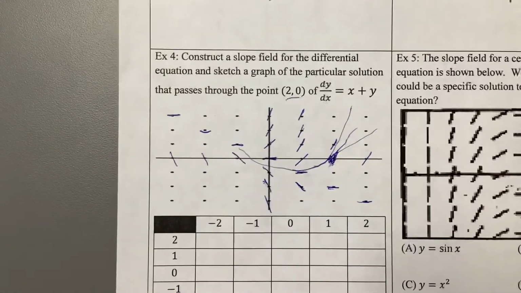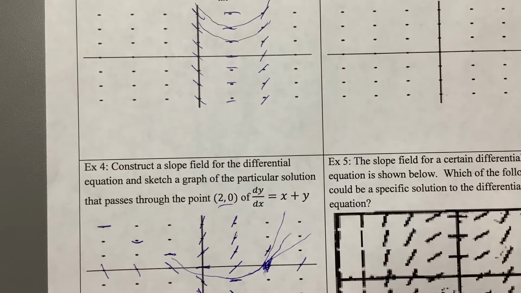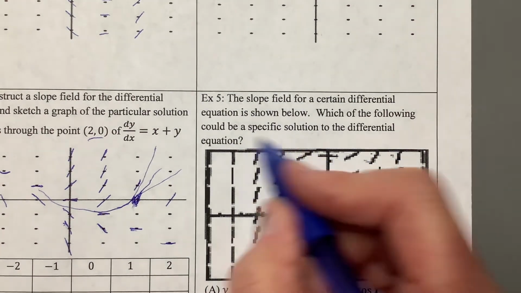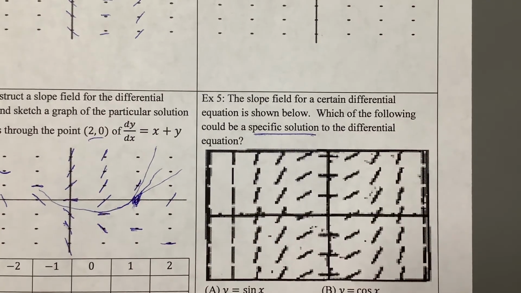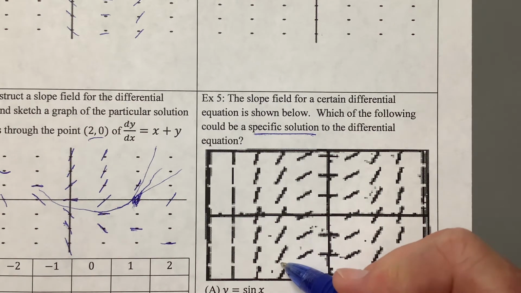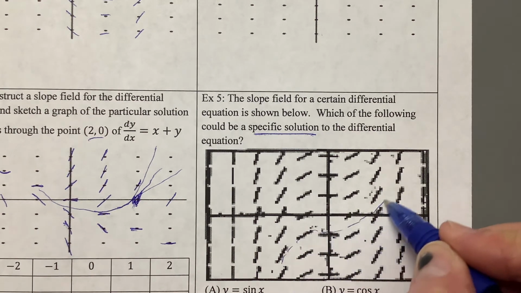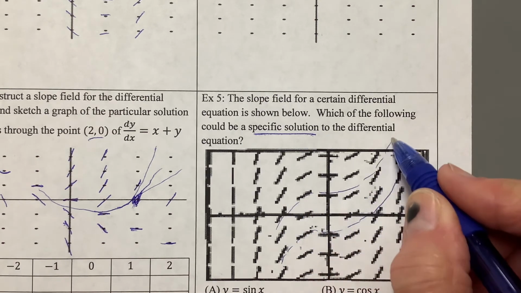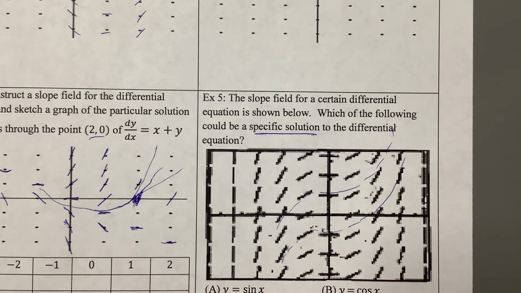Okay, now this needs to get across. Well, come up. It says the slope field for a certain differential equation is shown below. Which of the following could be the specific solution to the differential equation? So the solution, specific solution, is a y equals. It's the main function. Well, if you follow these slope lines, it looks like it's going like that. Right? Remember, these are tangent to the graph. That looks like an x cubed.